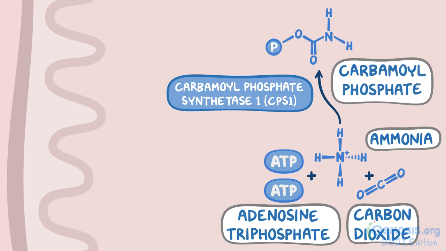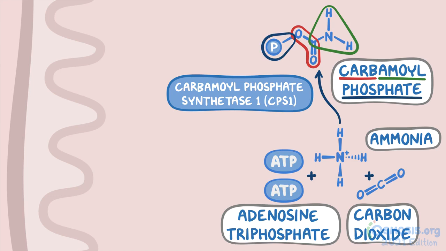If we break down the name of this molecule, carb refers to the carboxyl group provided by carbon dioxide. Amoyl refers to the nitrogen group provided by ammonia. And phosphate refers to the phosphate group that comes from one of the two ATP molecules.